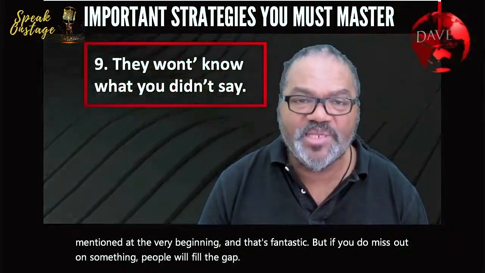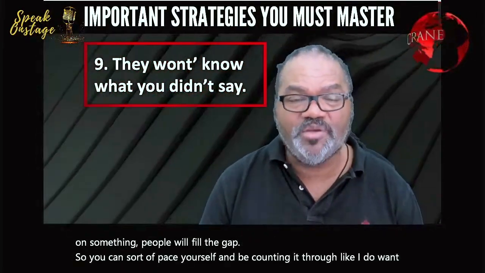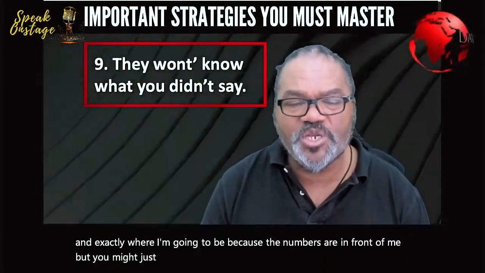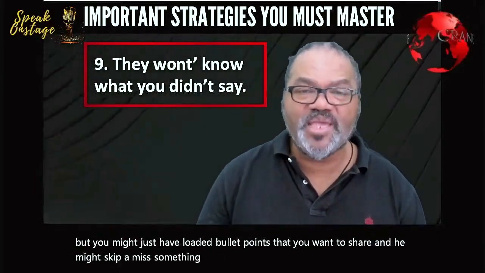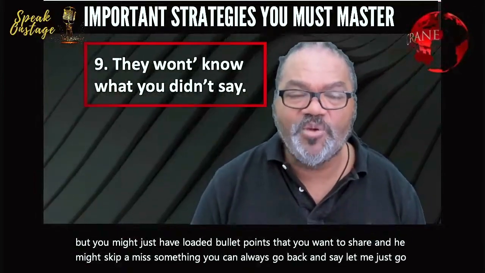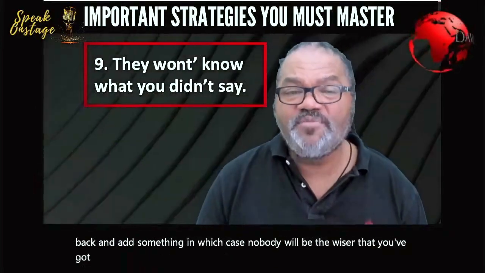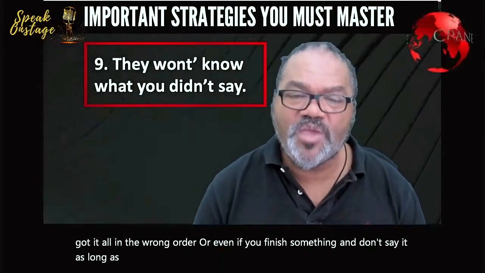So you can sort of pace yourself if you're counting it through like I do, 1, 2, 3, 4, 5. I know exactly where I'm going to be because the numbers are in front of me. But you might just have a load of bullet points that you want to share and you might skip and miss something. You can always go back and say, let me just go back and add something, in which case nobody will be any the wiser that you've got it all in the wrong order. Or even if you finish something and don't say it, as long as they don't know, they won't care.